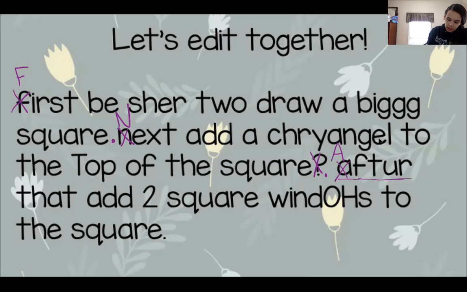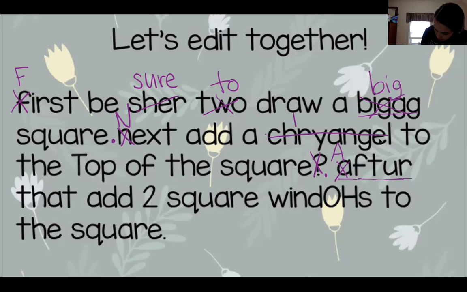First, be sure. Now I know from looking at my word wall that sure is spelled like this. 2. That's not the right type of 2. That's the number 2. Draw a big, now maybe you text your friends like that, but that's not how we spell big. Big square. Next, add a triangle. Now, I asked my mom and she told me that you spell triangle like this. Triangle. To the top. Why is that capitalized? That should be lowercase. Of the square.